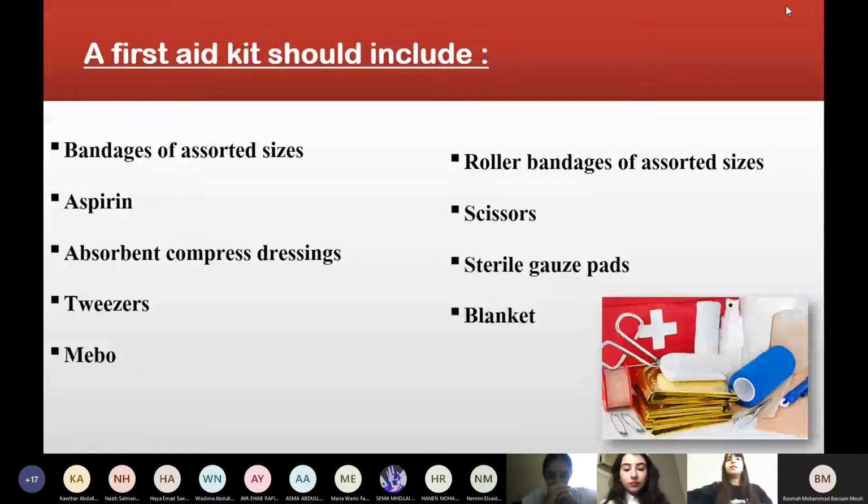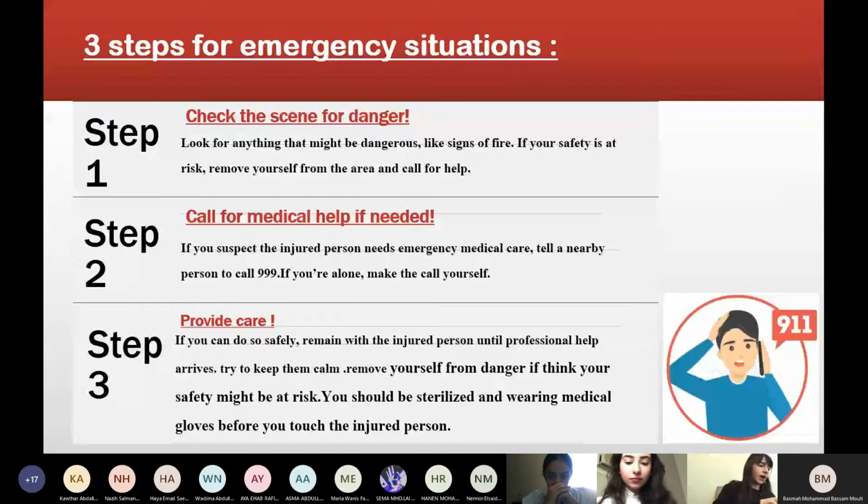So, step 1, you should check the scene for danger. For your safety, please, guys, before you enter the medical scene, please check if the area is safe for you. If it's not safe for you, please leave the area, then call for help. Step 2, call for medical help if needed.